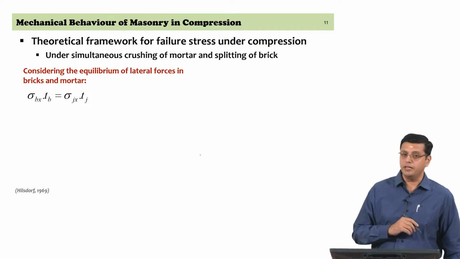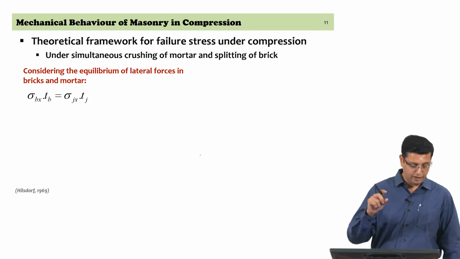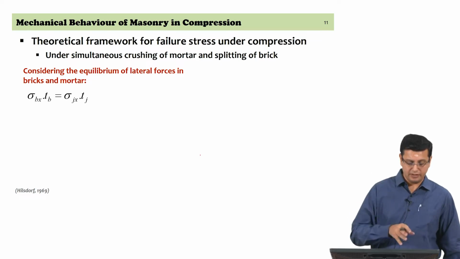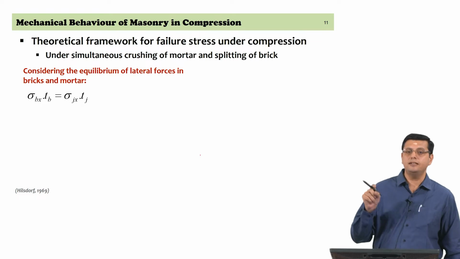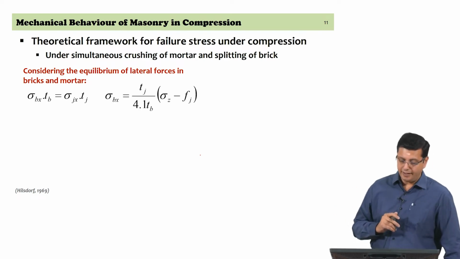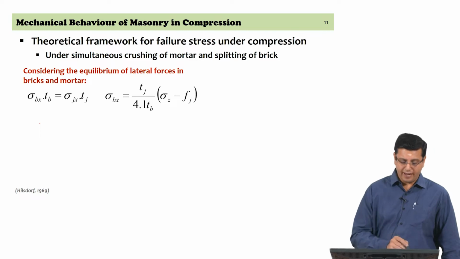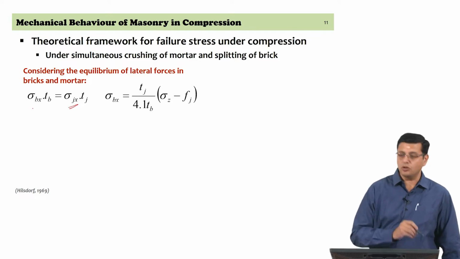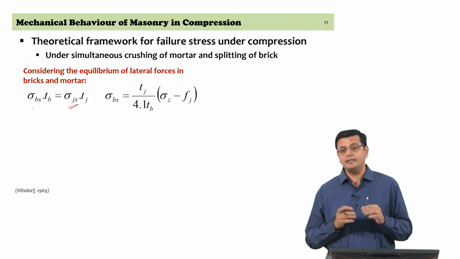So, from equilibrium of forces, we established that sigma Bx, which is the lateral stress in the brick, times the thickness of the brick unit itself, is equal to sigma Jx, the lateral stress in the mortar, times the joint thickness Tj, established because there is bond at the interface. Considering compatibility and equilibrium, you get that expression, and now we are able to write down the earlier expression that we had in sigma Jx in the previous slide in terms of the lateral tensile stress in the unit itself.